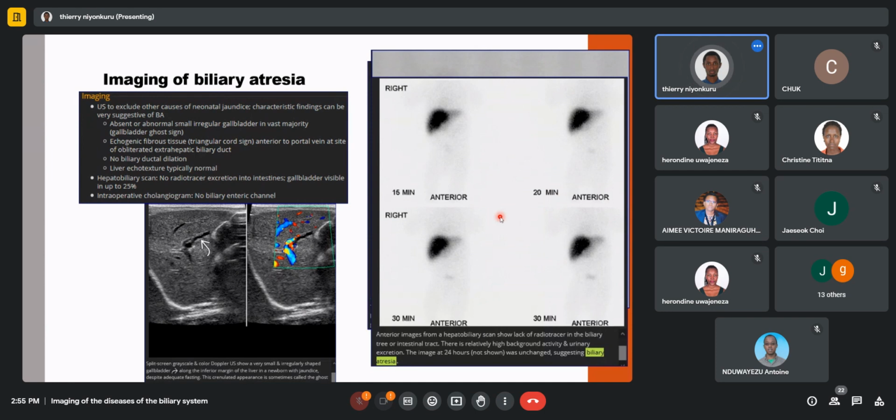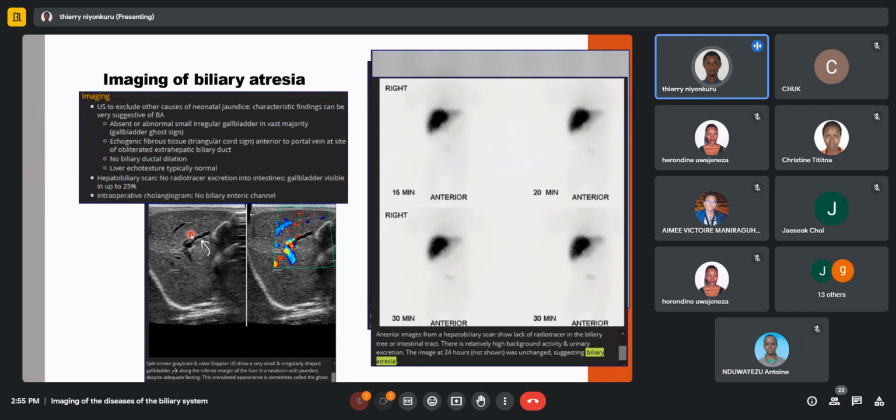Also on ultrasound, we can visualize that there is this irregular shaped gallbladder. It is small, not distended. This is in a neonate who presented with jaundice. After fasting, you can see that the gallbladder is not distended and has irregular margins. This is also suggestive of biliary atresia.